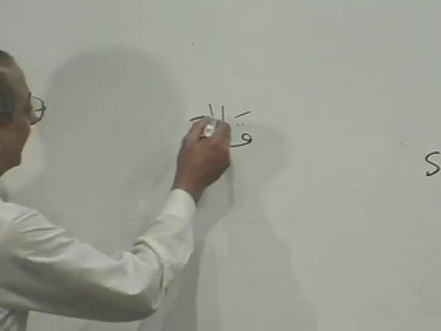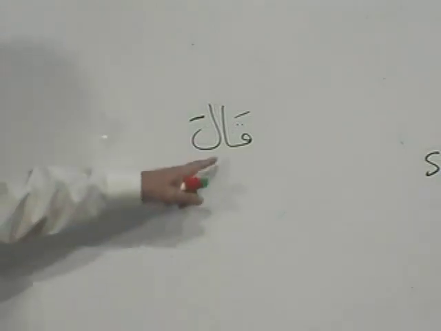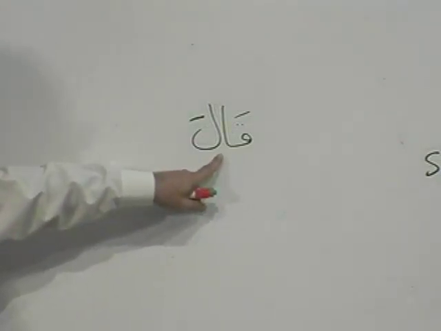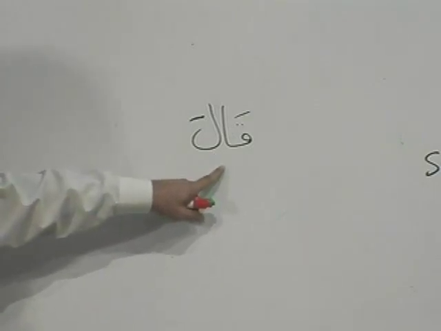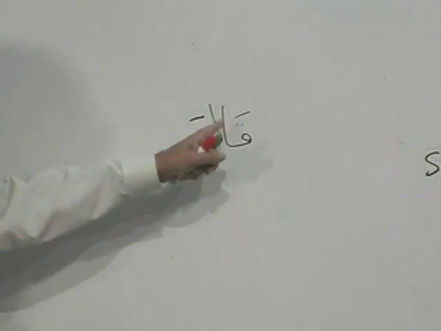Can you see here? In between there is an alif. And there is no vowel sign. How will you pronounce this? Kaala. What will you pronounce? Kaala. This we will do in book 2. At the end of book 2 we'll go in detail and do all these verbs. Why there is a fatha here and nothing in between, we will learn that later on.